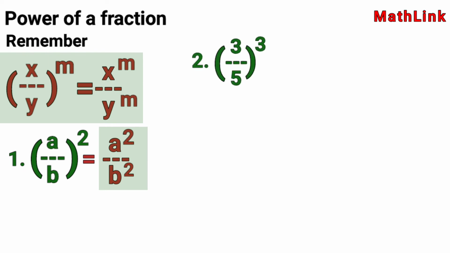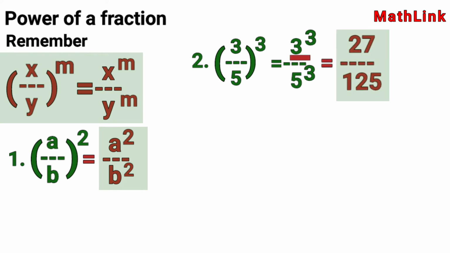Example number 2. The quantity of 3 over 5, raised to 3, is equal to 3 raised to 3, over 5 raised to 3. And 3 raised to 3 is equal to 27. 5 raised to 3 is equal to 125. The final answer is 27 over 125.